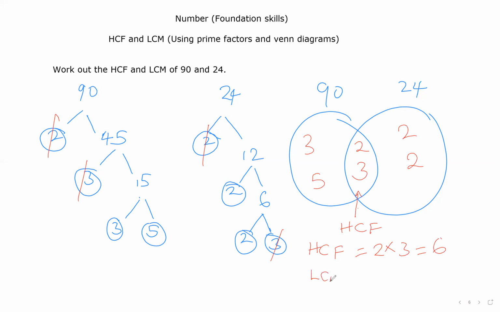And LCM equals the HCF, which is 6, taking basically the 2 and the 3 already. We multiply the 2 and the 3 to give us the 6. Remember, the LCM is multiplying all the numbers in the circle. So 6 times 3 times 5 times 2 times 2. So 6 times 3 gives us 18. 18 multiplied by 5 is 90, and you double that is 180, and you double that gives us 360.